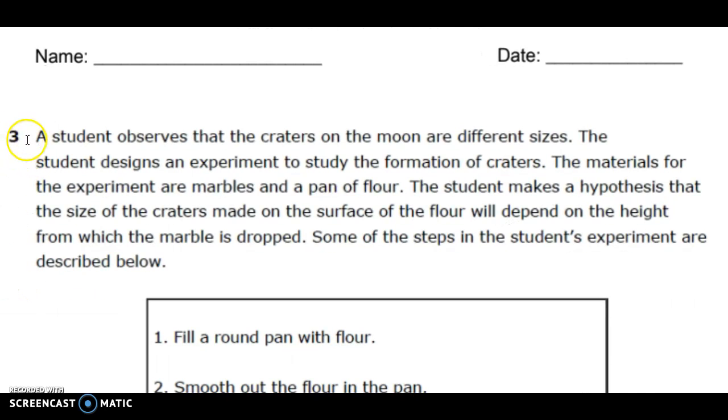Question 3. A student observes that the craters on the moon are different sizes. The student designs an experiment to study the formation of craters. The materials for the experiment are marbles and a pan of flour. The student makes a hypothesis that the size of the craters made on the surface of the flour will depend on the height from which the marble is dropped. Some of the steps in the student's experiment are described below.